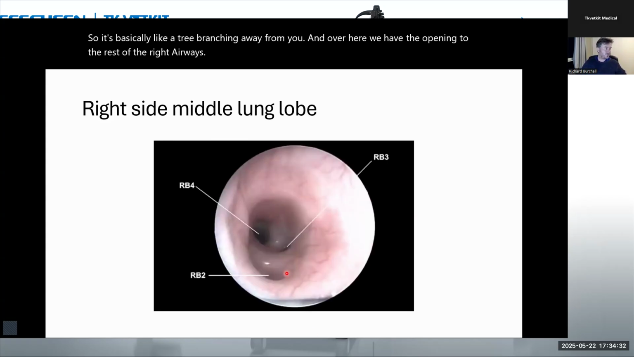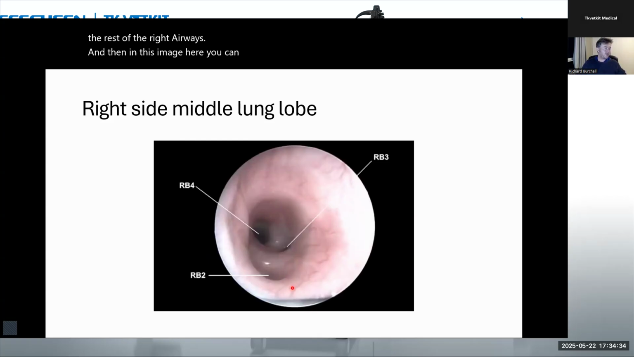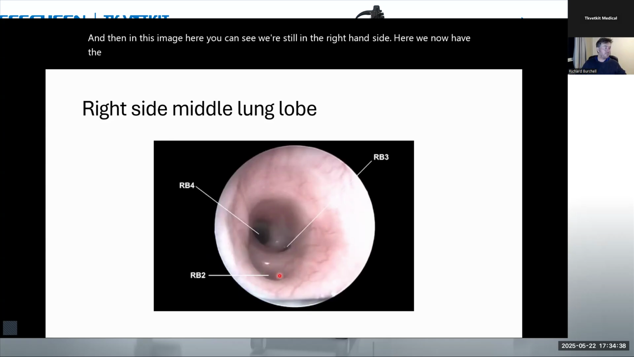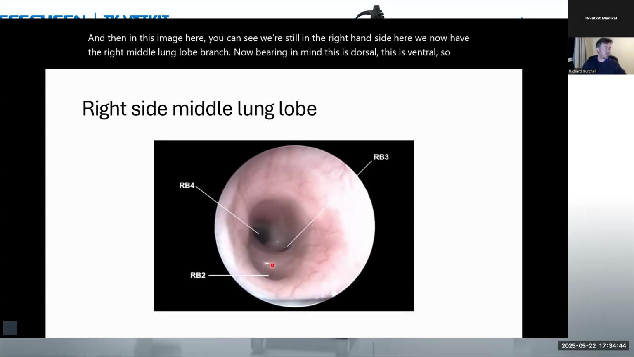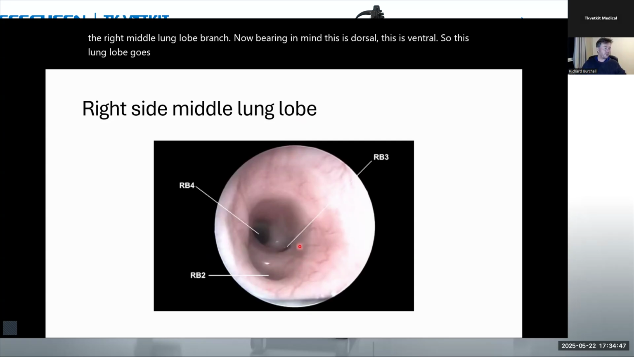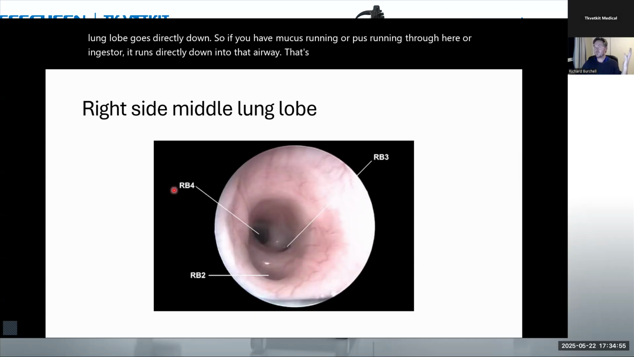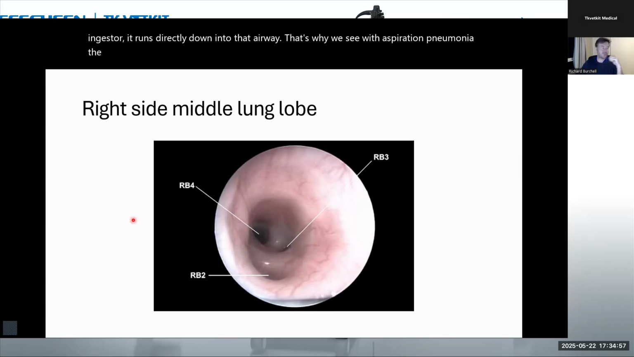And then in this image here, you can see we're still on the right-hand side. Here we now have the right middle lung lobe branch. Now, bearing in mind, this is dorsal, this is ventral. So this lung lobe goes directly down. So if you have mucus, pus or ingesta running through here, it runs directly down into that airway. That's why we see with aspiration pneumonia, the right middle lung lobe is so susceptible.